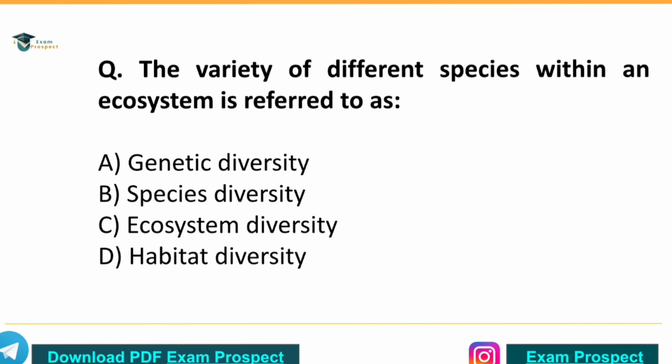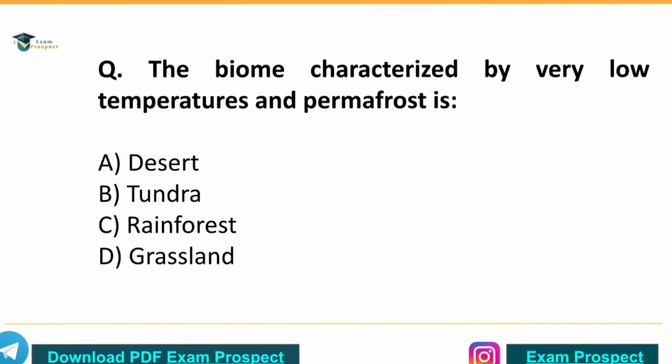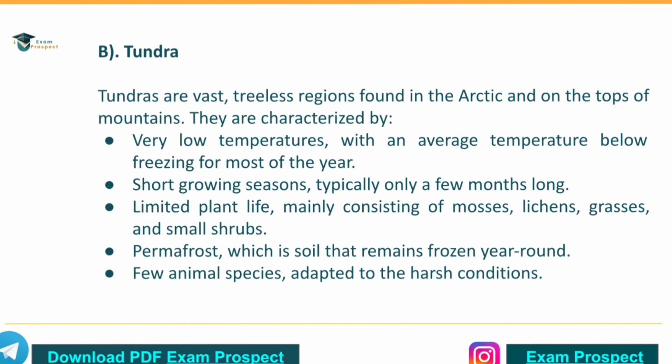Next question, the variety of different species within ecosystems is referred to as? Correct answer is option B, species diversity. Next question, the biome characterized by a very low temperature and permafrost is? Correct answer is option B, tundra.